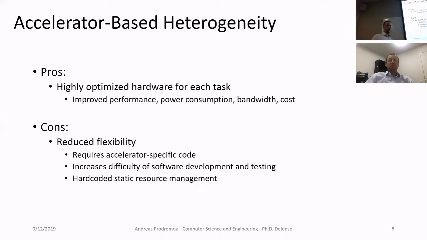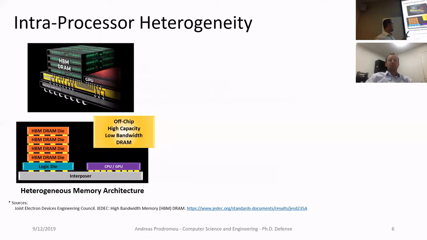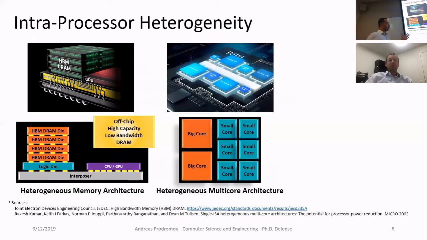There's a different kind of heterogeneity, intra-processor, in which case we can have architectures like heterogeneous memory architectures, where we have high bandwidth, 3D stacked memory on chip, along with the traditionally used off-chip DRAM. We can also have heterogeneous multi-core architectures, in which case we can have big, high performance, high power consumption cores coexisting with smaller, lower performance, low power consumption cores. In this architecture, all these cores must implement the same instruction set architecture, or ISA, which is the low-level language that each core understands or speaks.